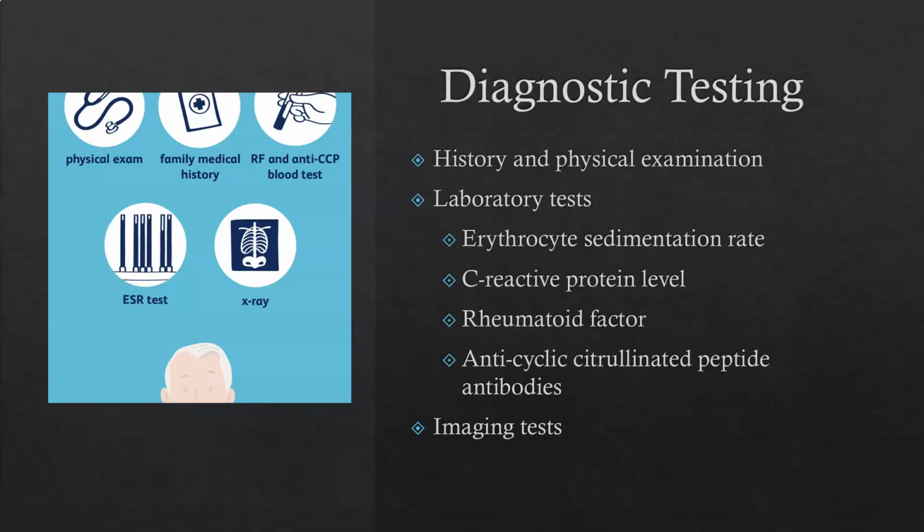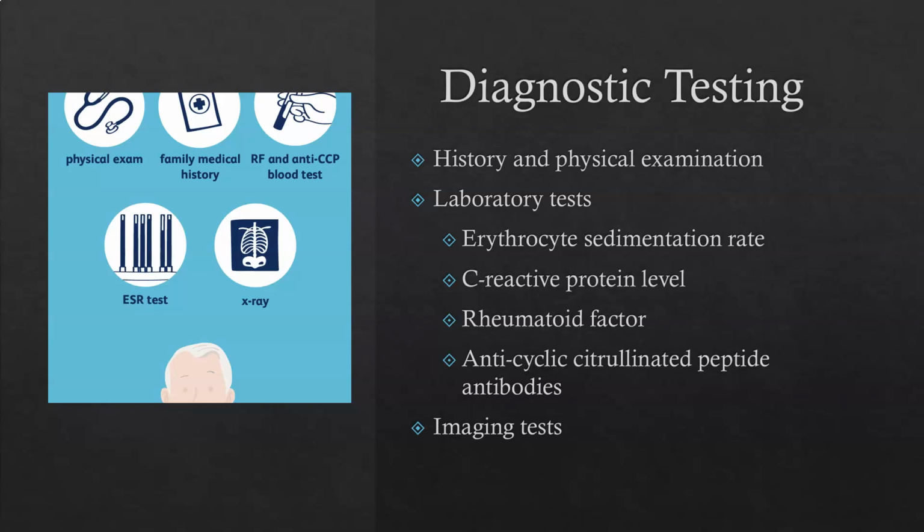There are several diagnostic tests available to help diagnose rheumatoid arthritis. But first, a history and physical examination is necessary to determine family history and symptoms, and also check the joints for redness, swelling, and warmth, and to check reflexes and muscle strength.